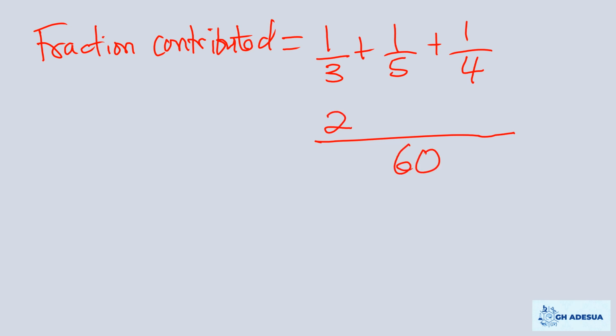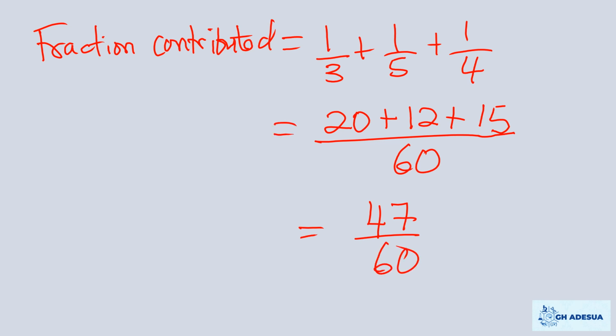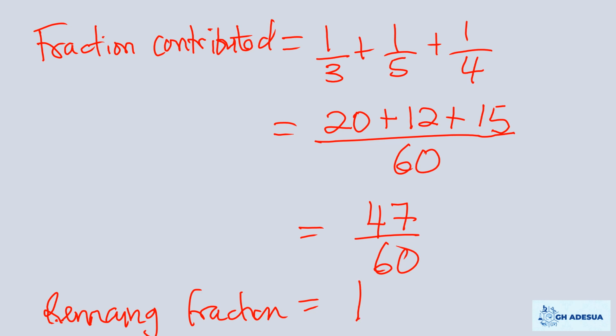3 into 60 is 20, times the top is still 20, plus 5 into 60 is 12, 12 times the numerator of 1 still remains 12, plus 4 into 60 is 15, 15 times 1 is 15. Then you add 20 plus 12, that will be 32, plus 15, that will be 47. So you have 47 over 60. So this is the fraction contributed. If you want to find the remaining fraction, now you're going to subtract 47 over 60 from 1.